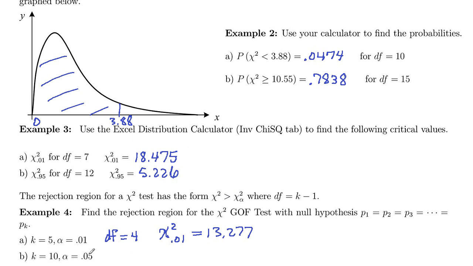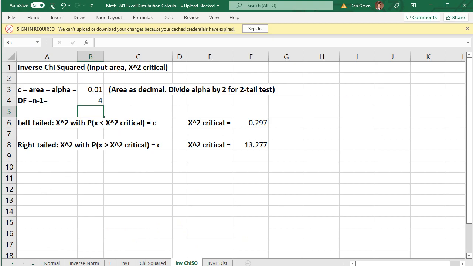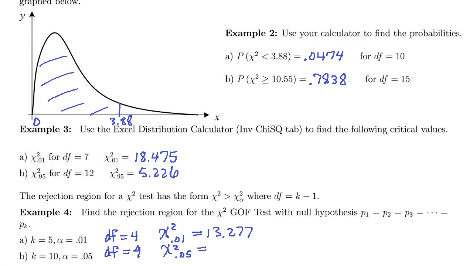If k is equal to 10 and alpha is 0.05, that's saying that our degrees of freedom are going to be 9. And we want chi-squared 0.05 now. So go back to the distribution calculator. 0.05 for alpha, degrees of freedom 9, and then our right-tailed area, 16.919. So that's finding areas under the curve and then finding critical values and cutoffs for the rejection region.